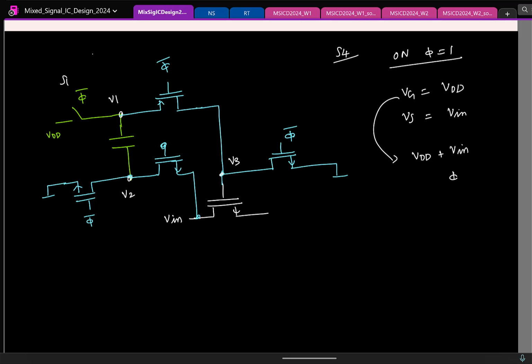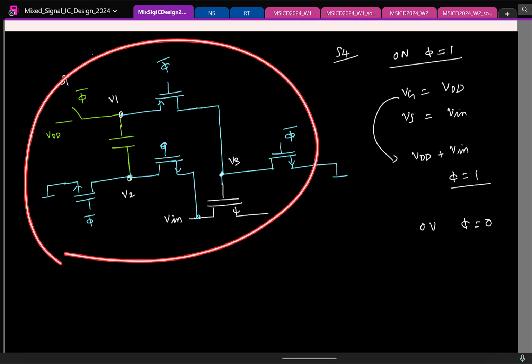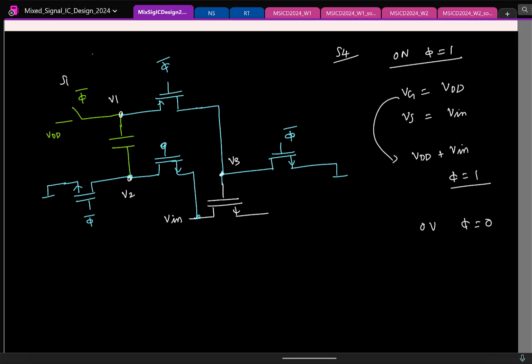So when phi is 1, this is what you want. When phi equal to 0, you want the gate to be at 0. In this circuit, is there some other node that is doing the same thing? This gate, we are already doing that. So what can I do? I'll just connect it, because this we are already ensuring through this connection. So I can directly go and use this. The problem is solved. Okay.